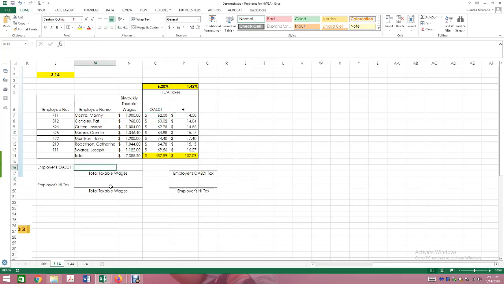Now, the next question is, what are the employer's OASDI taxable wages? Taxable wages means how much money did they pay the employees this pay period, this bi-weekly pay period. Well, my taxable wages are $73.85.20. Those are my taxable wages for both my OASDI and HI.